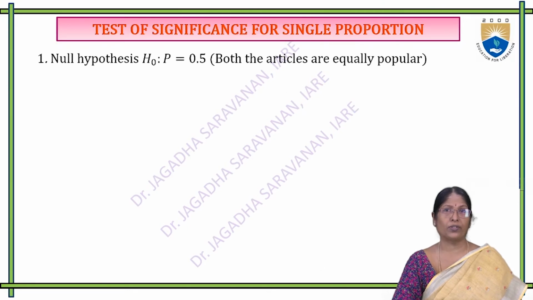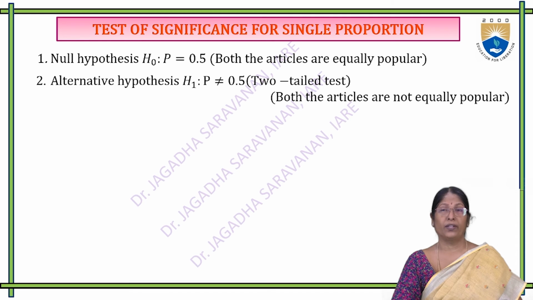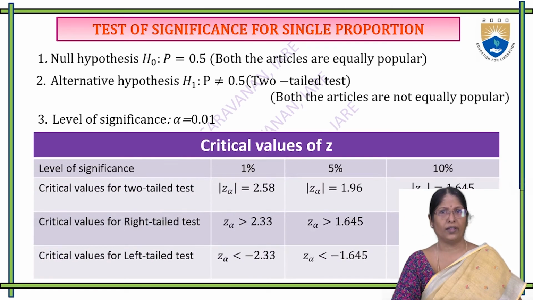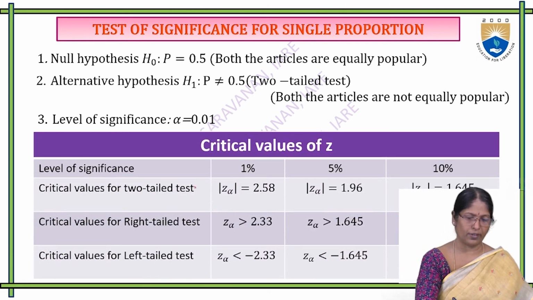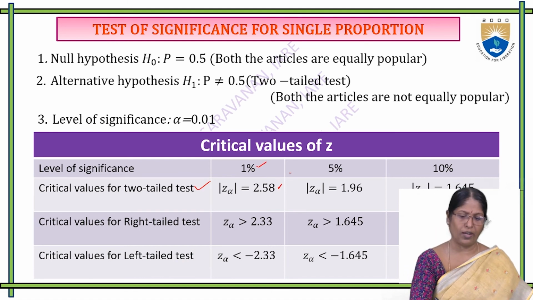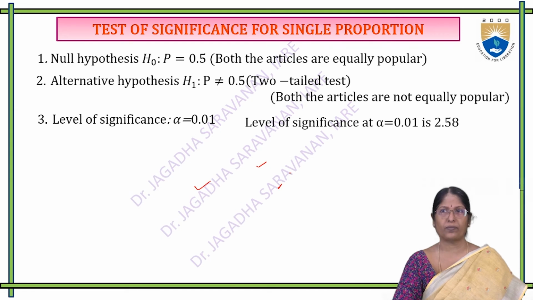The null hypothesis, that is H naught colon, capital P equals 0.5: both the articles are equally popular, that is wheat and rice eaters. We are rejecting; no, they are not equal. Level of significance 0.01, specifically which is given in the question. Yes. Now it's a two-tailed test. Here for 0.01, the tabulated value is 2.58.